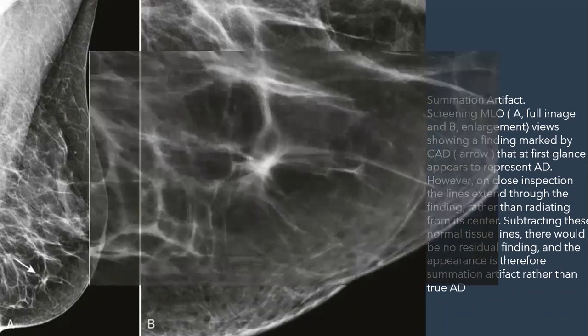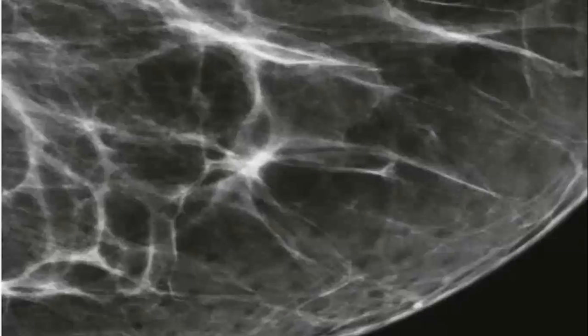Okay. Now, architectural distortion or summation? Hint. Summation artifact, because we see here there is a little hyperdense lesion and the lines are crossing through it. Yes, they are not ending, they are crossing through it. You are right, 100%. The central area is hyperdense rather than a lucent area, and the lines pass through this questionable area.